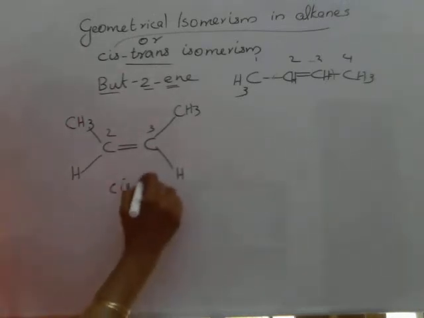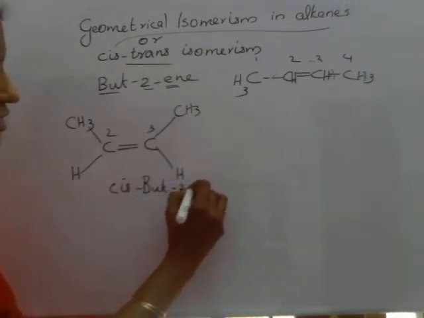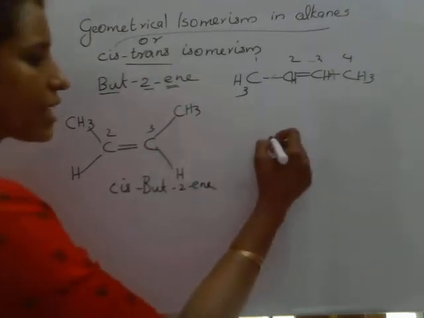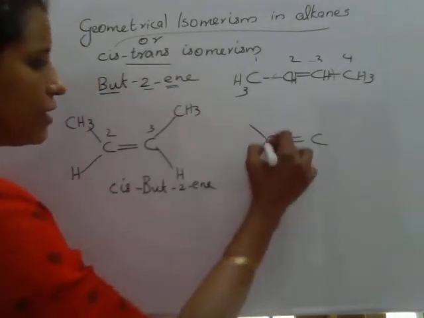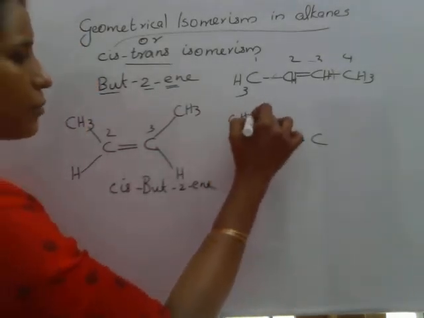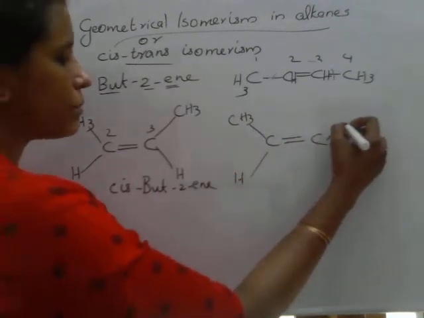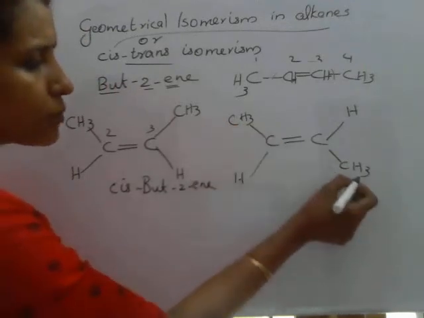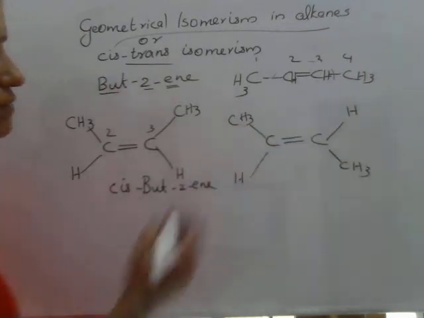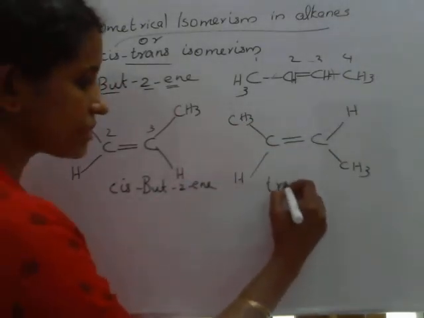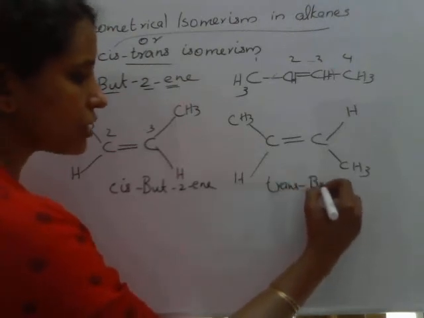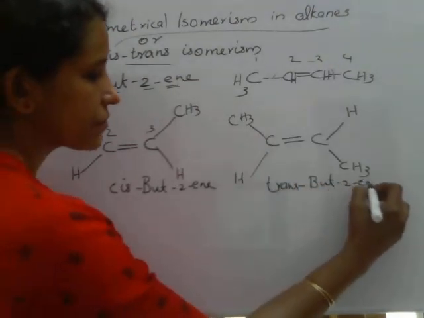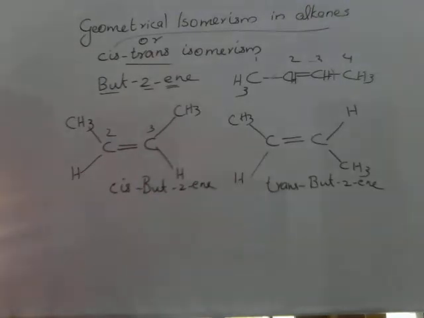This is cis-but-2-ene. Now in the trans isomer, how to draw? First carbon atom CH3 above, hydrogen below. Second double bonded carbon atom, hydrogen above, CH3 below. Means identical groups are on the opposite sides of the double bond. So this is trans-but-2-ene. So these are geometrical isomers or cis-trans isomers of but-2-ene.